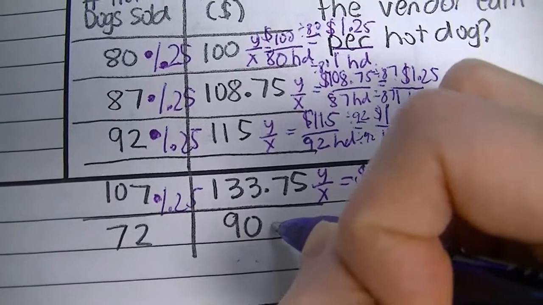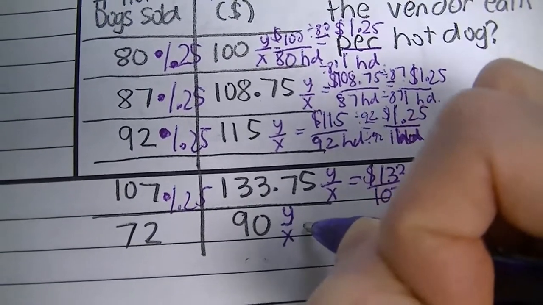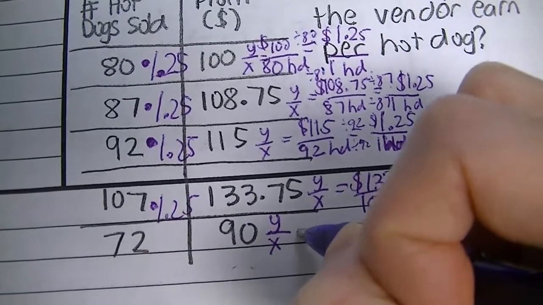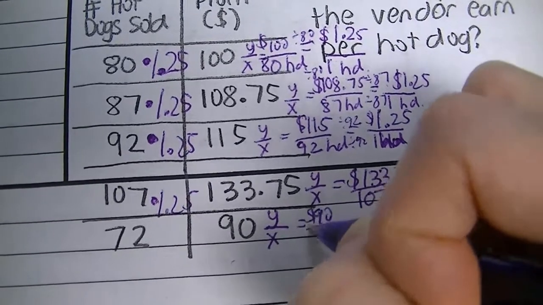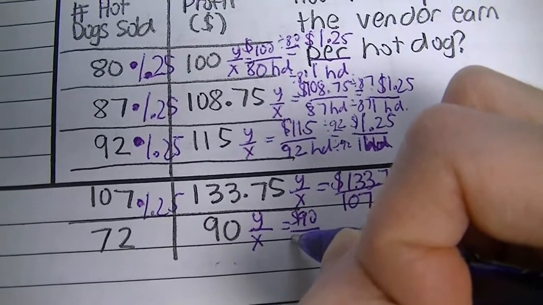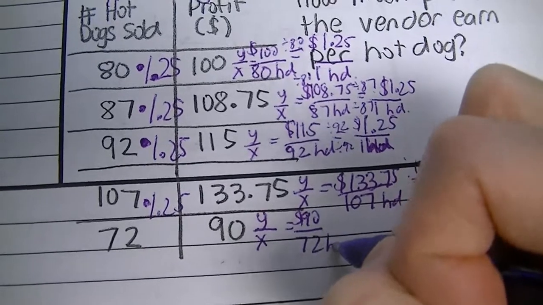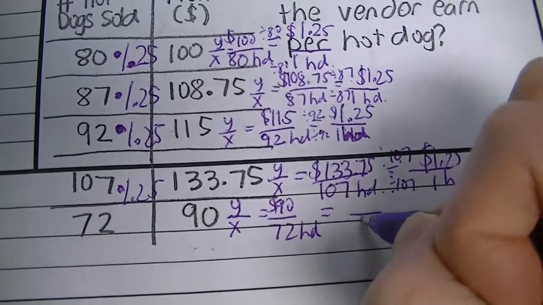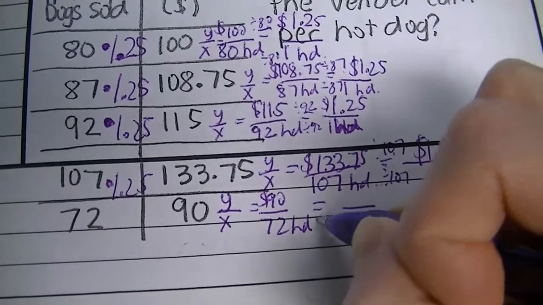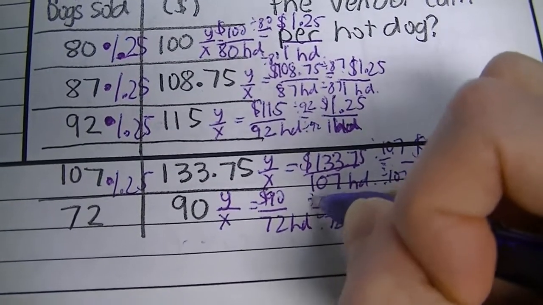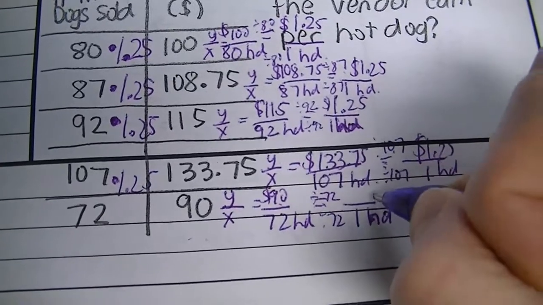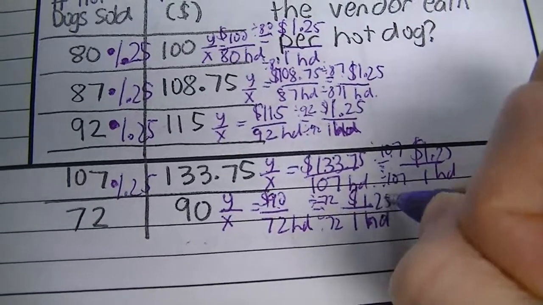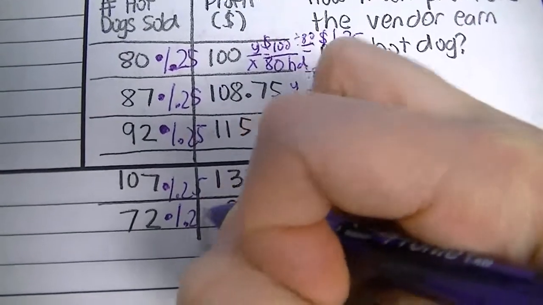So right here again, y divided by x. And that would be $90 profit for selling 72 hot dogs. Okay, that right there is just the rate. So to find the unit rate, we want 1 in the denominator. So we have to divide by 72. 90 divided by 72 gives you $1.25.